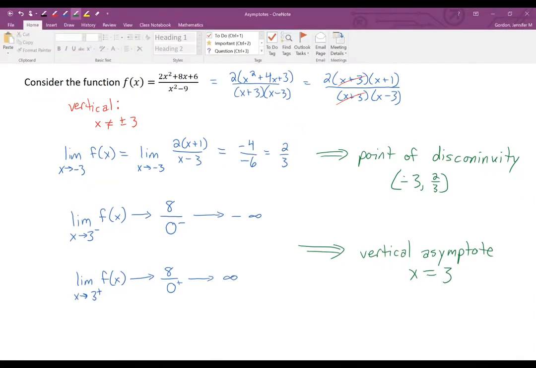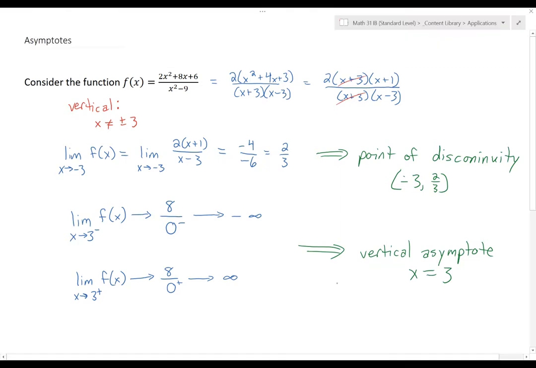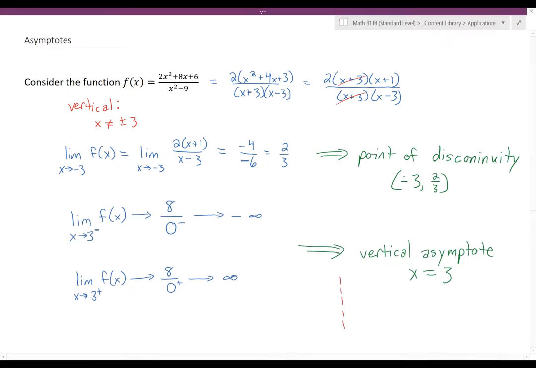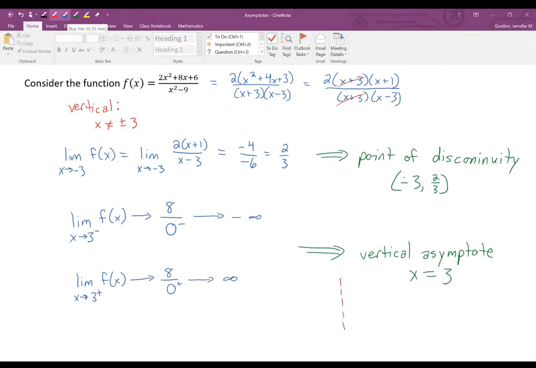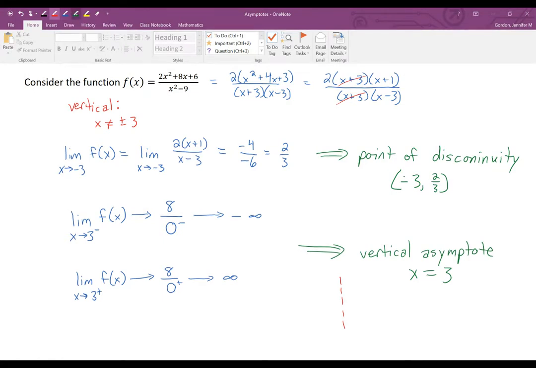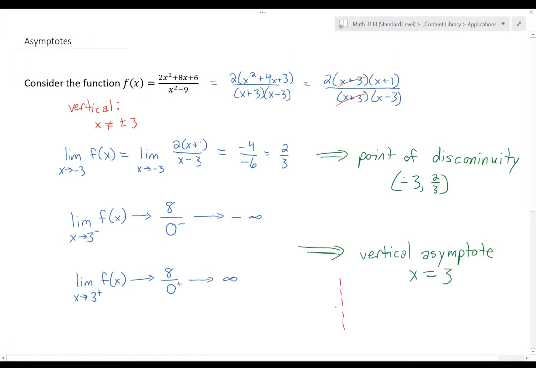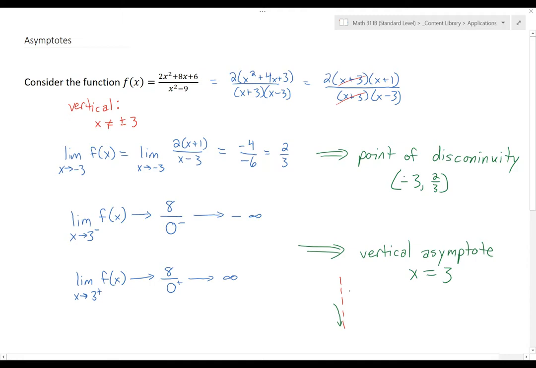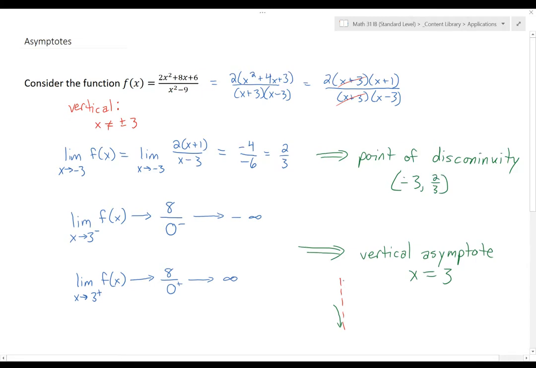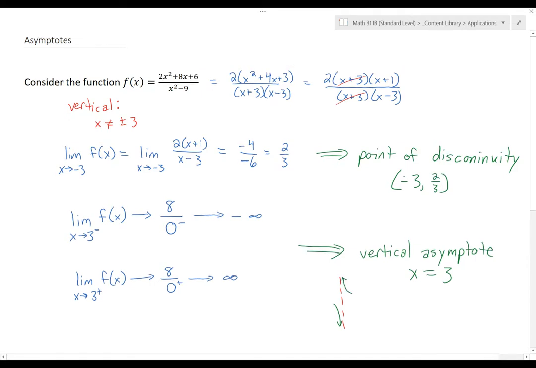And specifically, when I go to sketch it, I know that it's going to look like the function is decreasing on the left. So as I approach 3 from the left, it's going towards negative infinity. And as I approach 3 from the right, it's going towards positive infinity. So that is what I expect to see as the behavior of the function around that vertical asymptote.